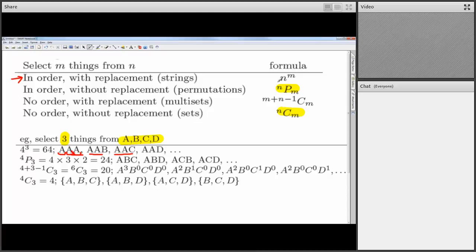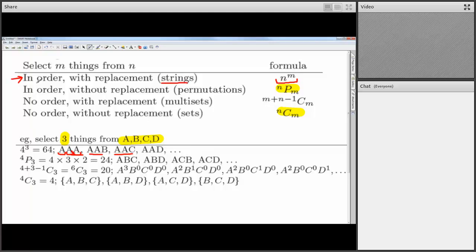And so in general, the formula is the number of choices for each letter to the power of the number of letters you want, effectively. So that's really just the multiplication principle, essentially. That's counting strings.